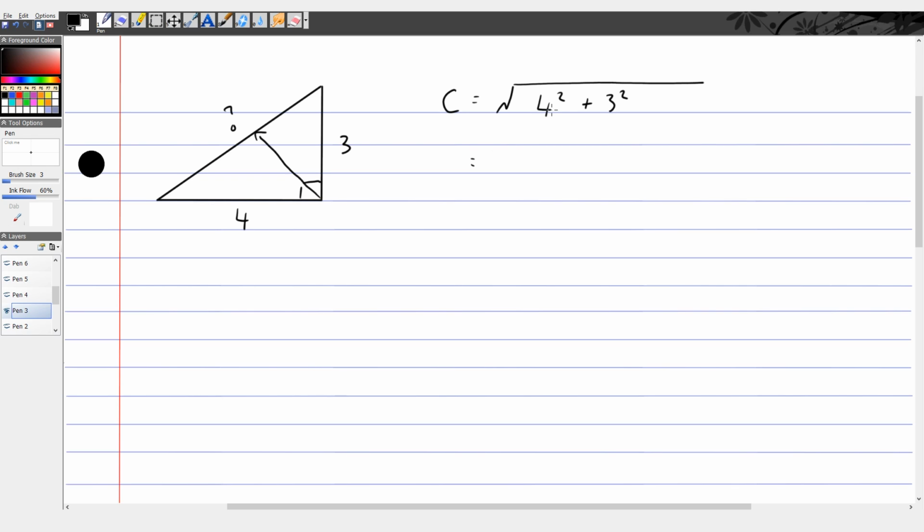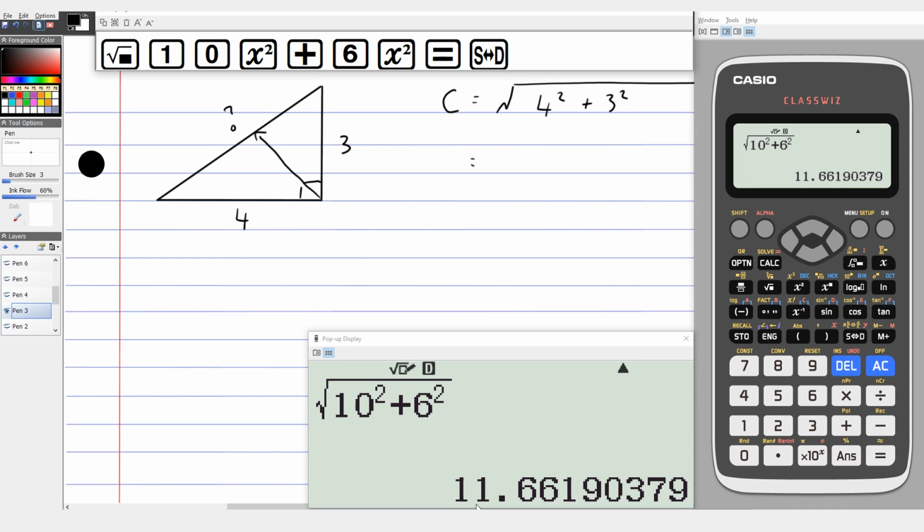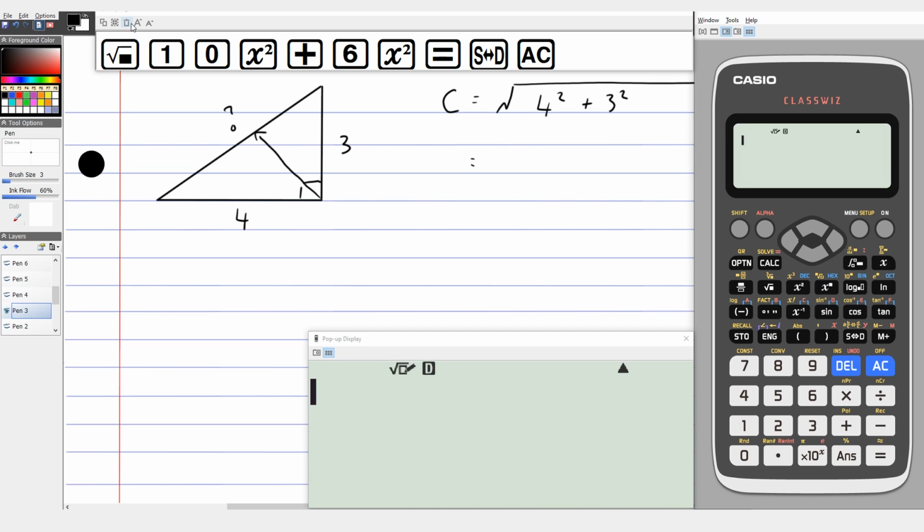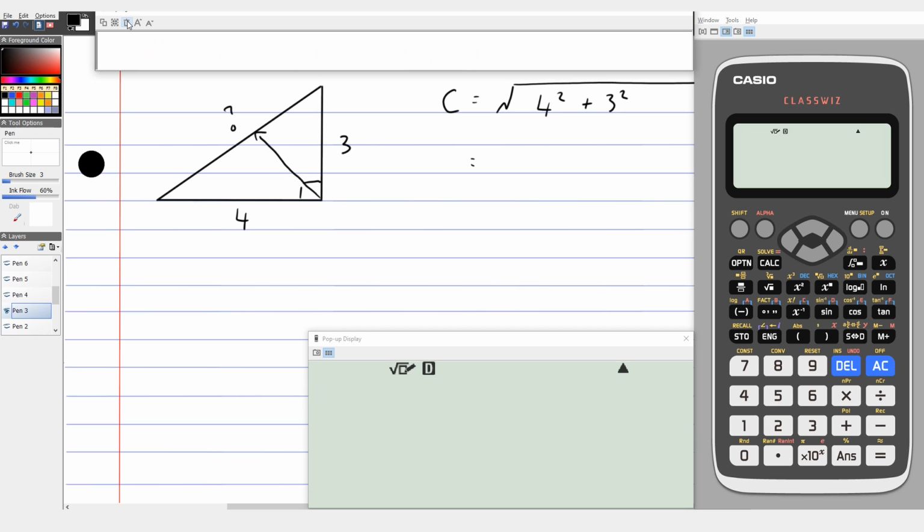And of course, some of them you can do in your head. 4 squared is 16. 3 squared is 9. 16 plus 9 is 25. And the square root of 25 is 5. But you're not expected to do them in your head. So I will just clear this off. Let's do the next one.